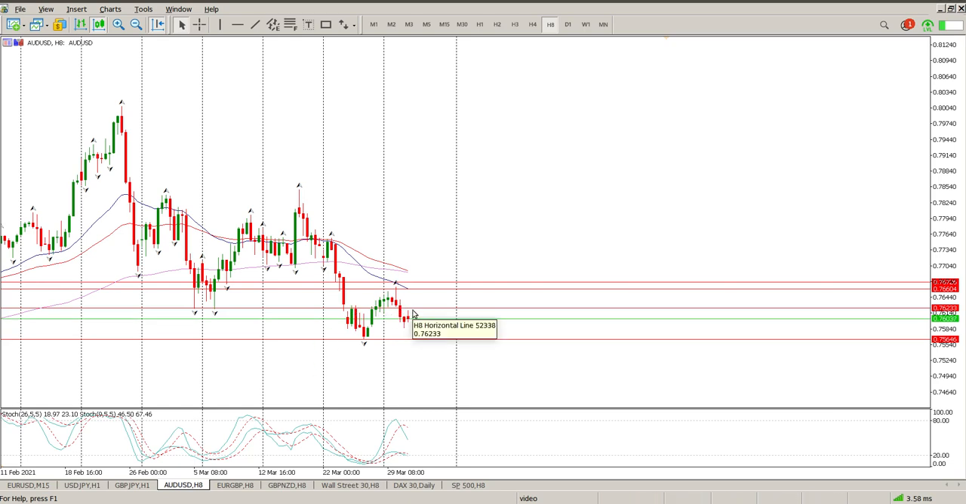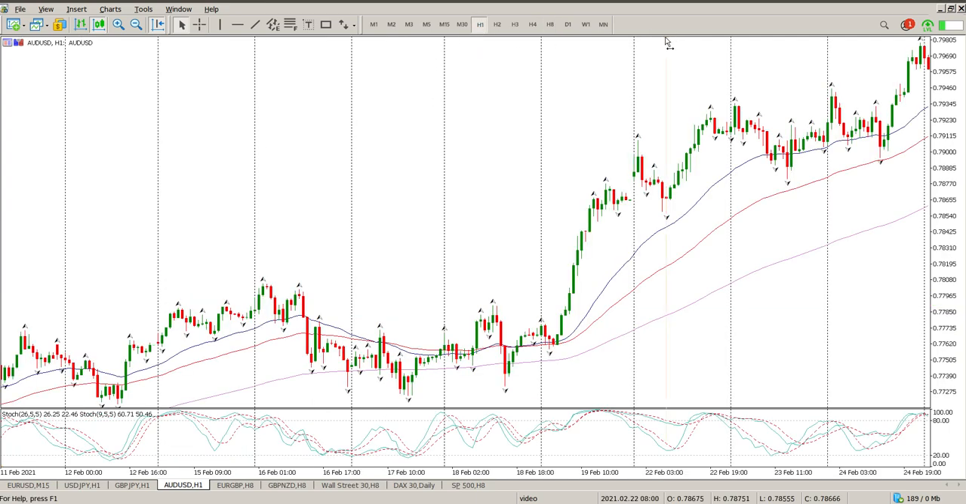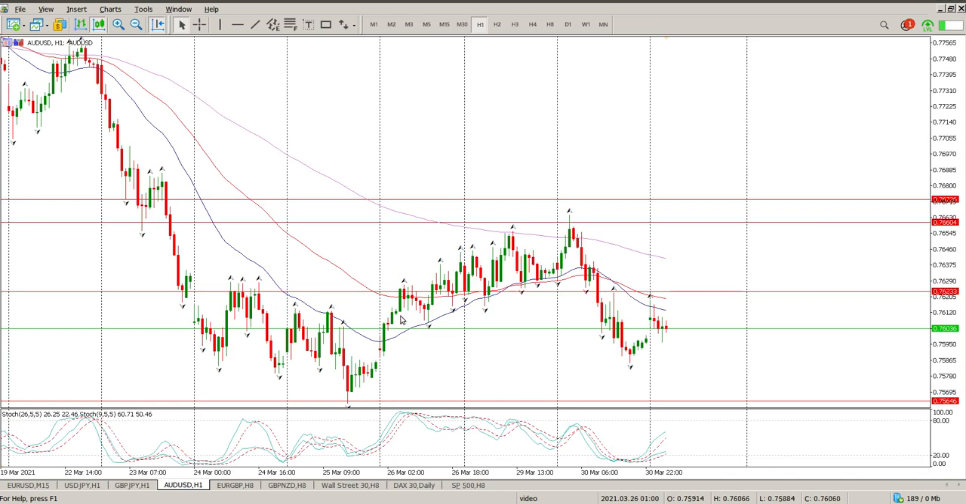The question is whether we're going to reject it. So a rejection of that is basically going to give us this gap close and possibly move down to 0.75646. So if we get back down to the hour and start having a look. Yesterday I gave you this level here that we needed to watch for a rejection, and you got the rejection there. So 0.76604, there was your rejection, had a crossover of your oscillators.